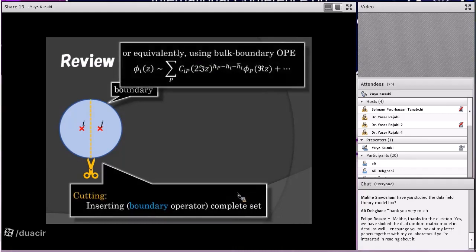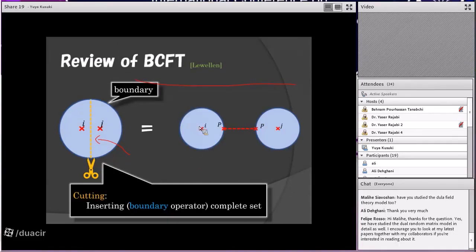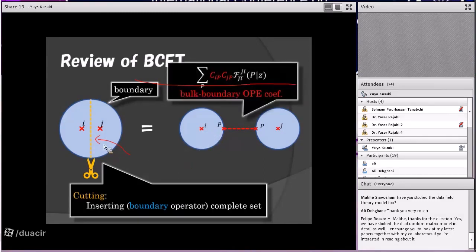We have another way of how to compute this correlation function, in that we can also consider insertion of a complete set of boundary primary operators along this line. Or equivalently, here we consider the bulk-boundary OPE coefficient like this one. And then we obtain a product of bulk-boundary OPE coefficients like this, in that we can express this two-point function on the disk as this form. And here we have the bulk-boundary OPE coefficient, and this is the boundary conformal block.